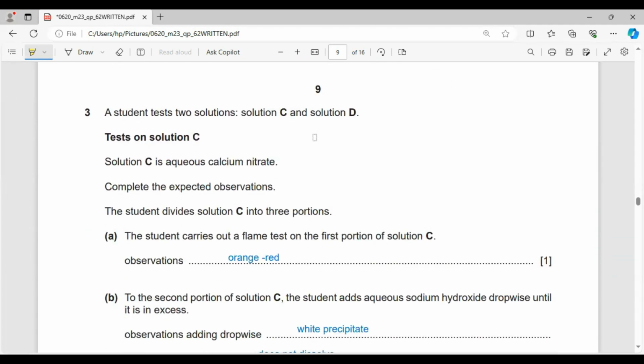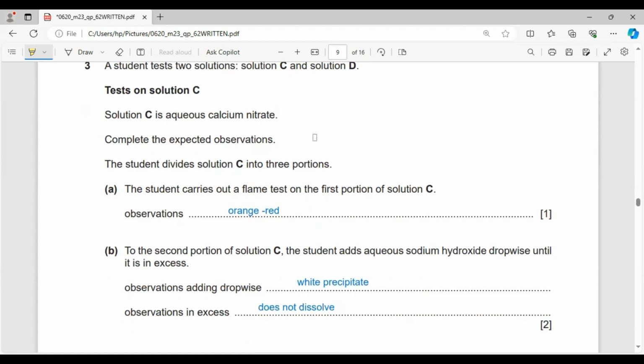A student tests two solutions, solution C and solution D. Test on solution C. Solution C is aqueous calcium nitrate. Complete the expected observation. The student divides solution C into 3 portions. The student carries out a flame test on the first portion of solution C. Observation: using the qualitative analysis chart, you can find out what color calcium gives in a flame test. It gives an orange-red color.